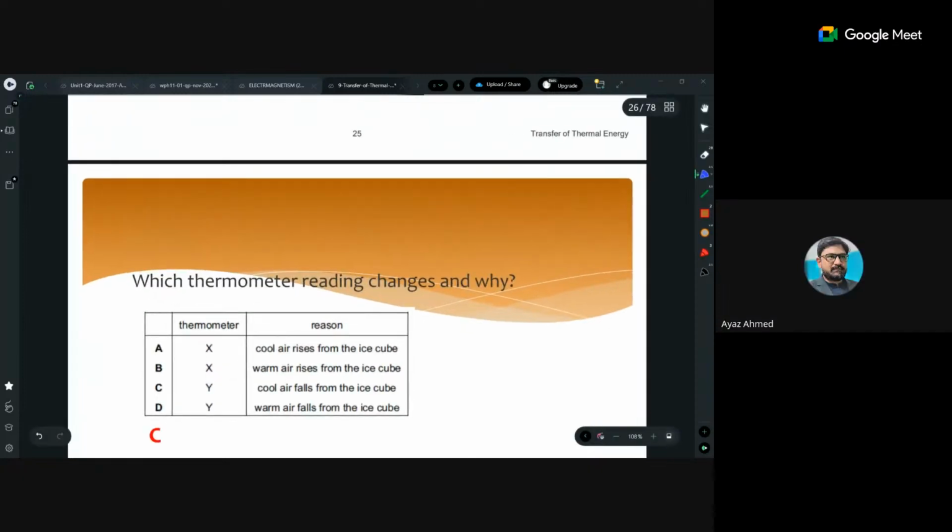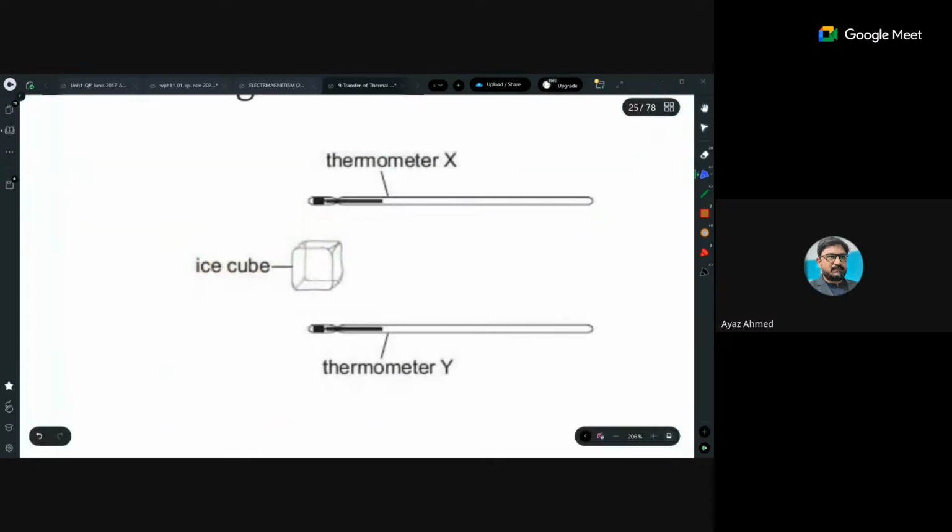Which thermometer reading changes and why? I told you that this is ice, so the air below the ice would get cold and it will sink, so it will make the temperature reading decrease. The air above, when it cools down, will not move upward, so it will remain stuck with the ice. Got it?